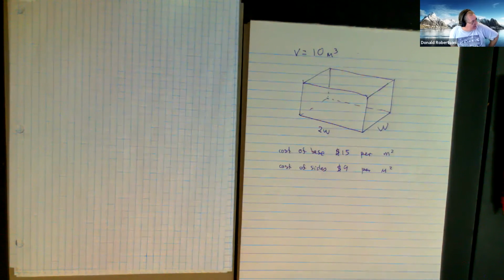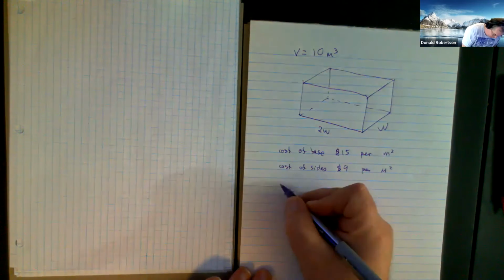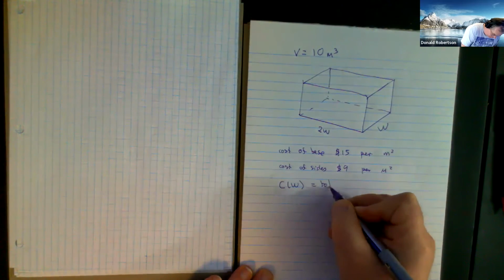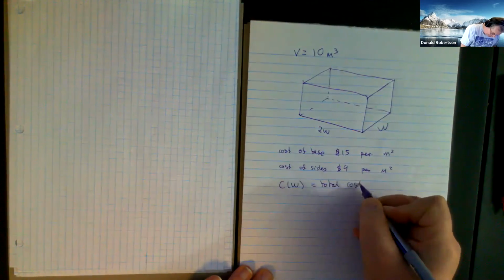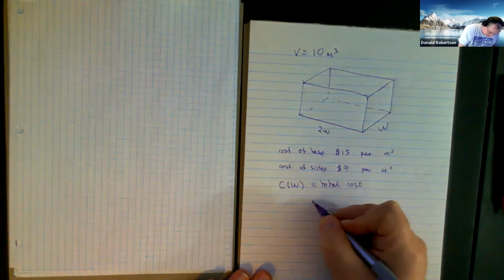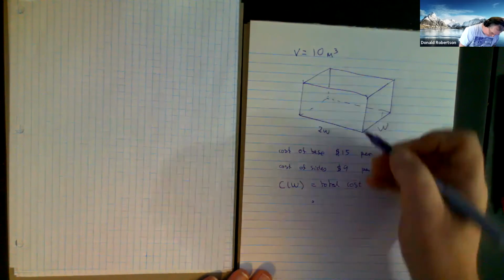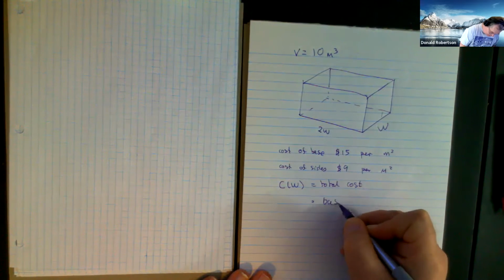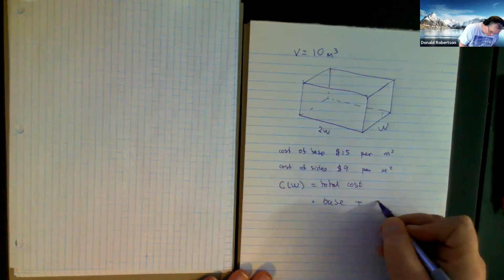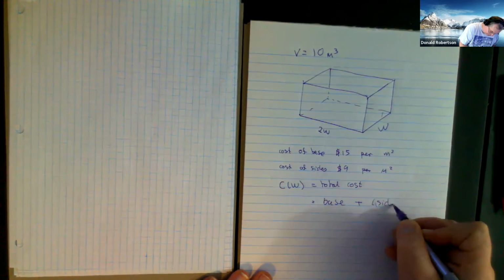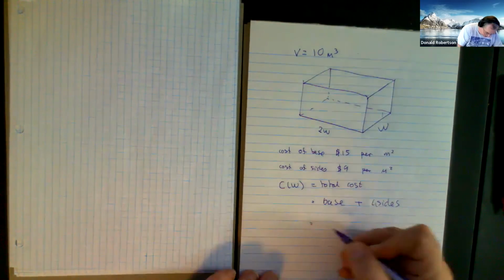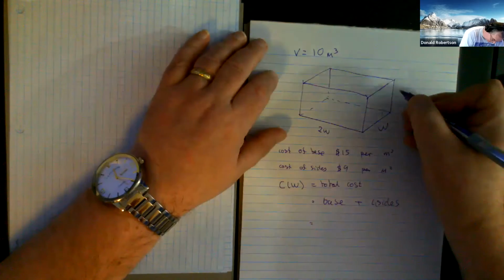And we need to find a function that tells us the total cost. So the function C of W is the total cost. Now, the way I see that, isn't it the cost of the base plus the cost of the four sides? Now, the base has an area of, almost forgot.